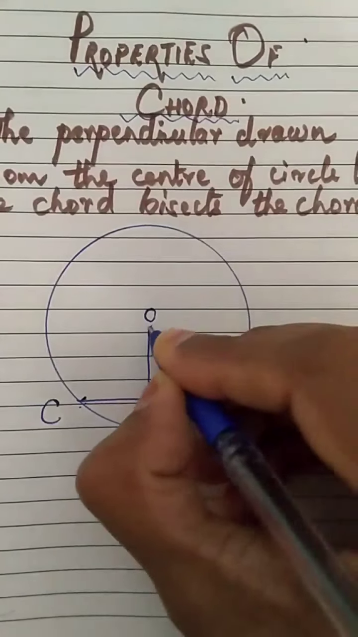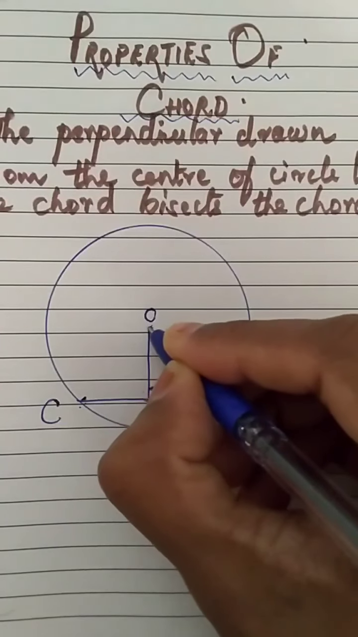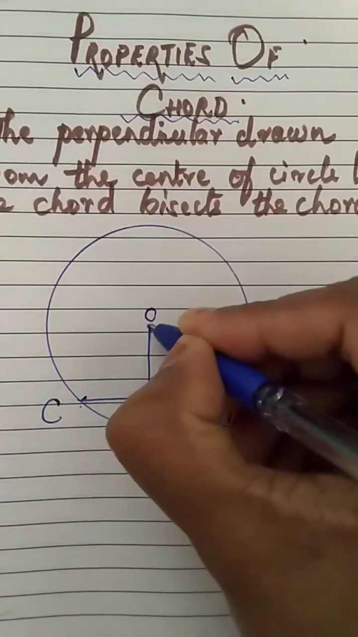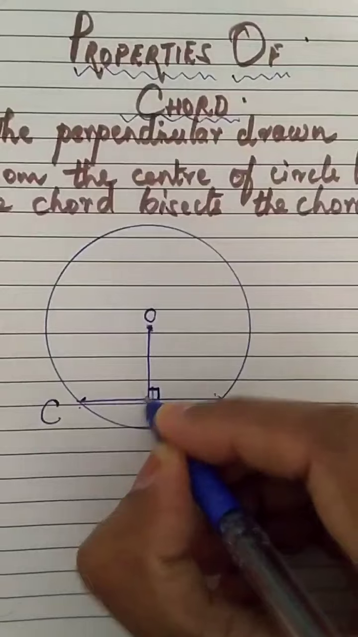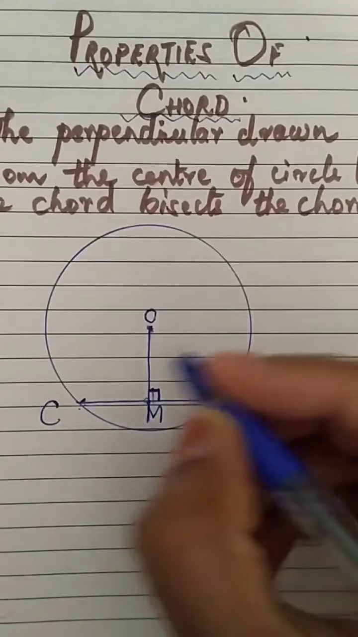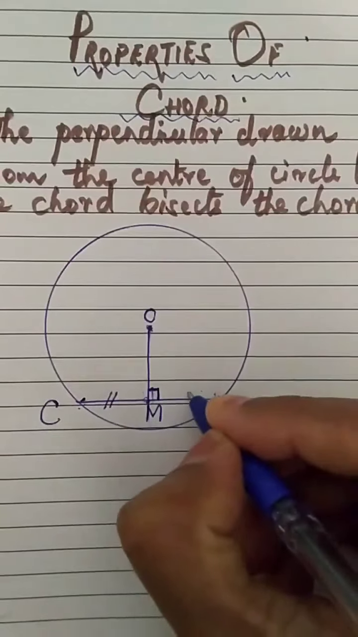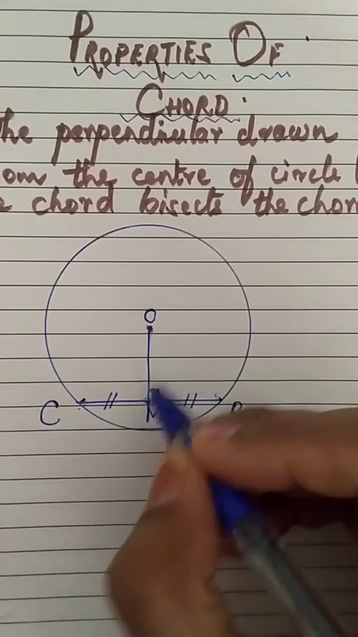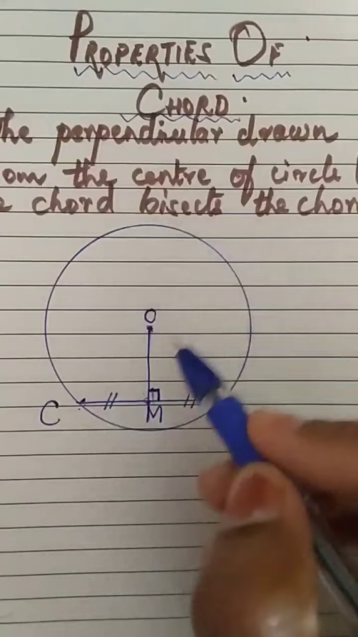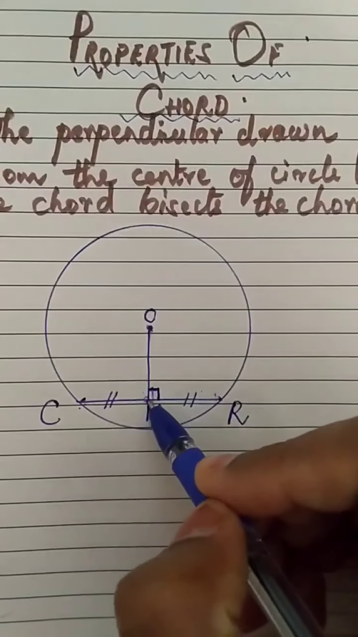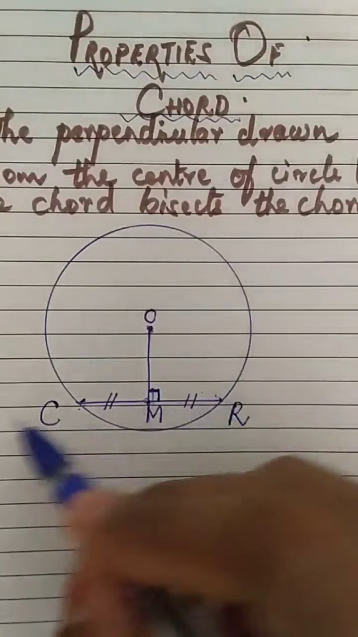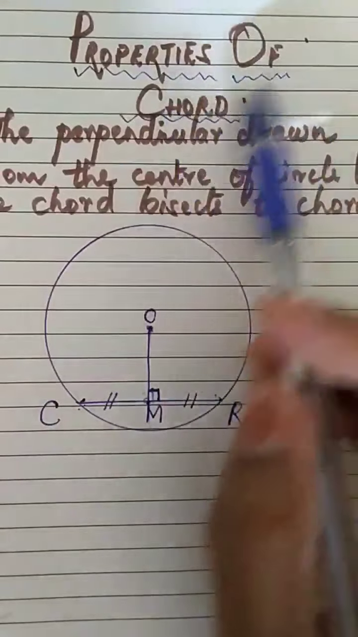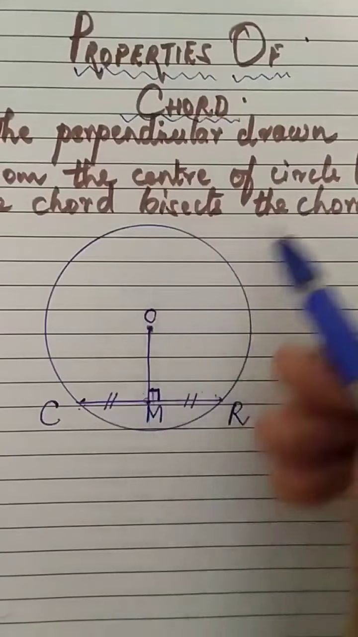The perpendicular from the center of the circle to the chord bisects the chord. ये chord को दो equal parts में divide करता है. कौन? This perpendicular. Perpendicular drawn from the center of the circle to the chord bisects the chord. This is the first property of chord, as well as the theorem.